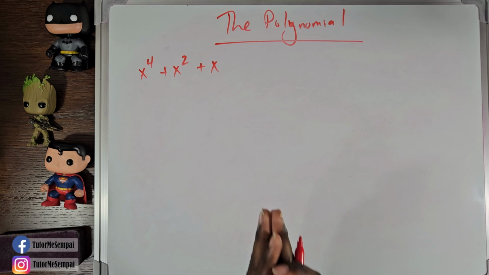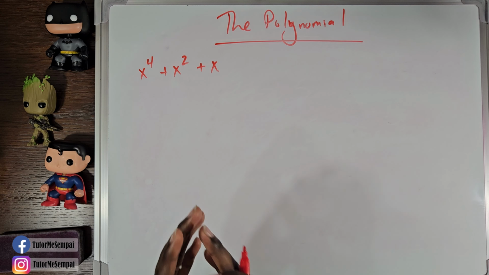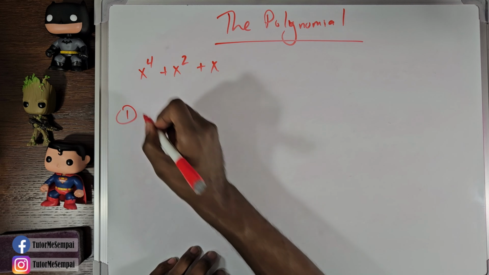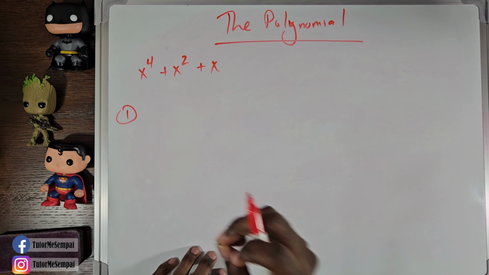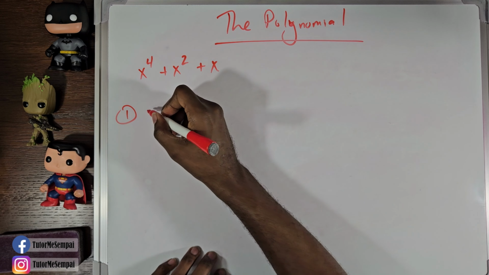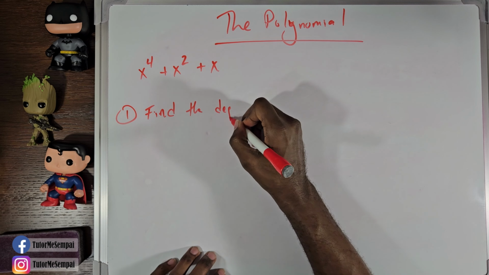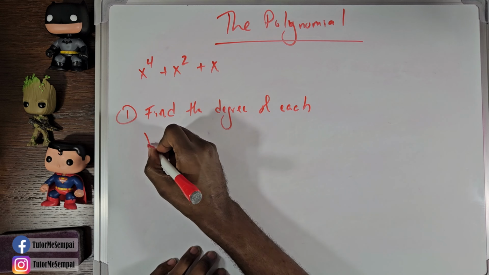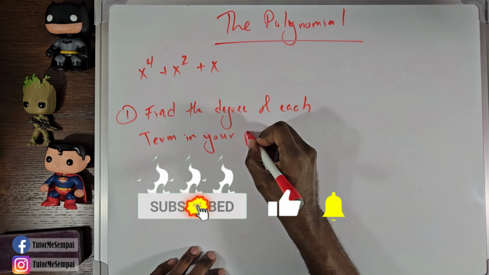Let's say you want to find the degree of your entire polynomial. There's only 2 things that you're going to need to do. There's 2 steps to make this happen. The first step is going to be to find the degree of each term in your polynomial. So you want to first find the degree of each term in your polynomial.